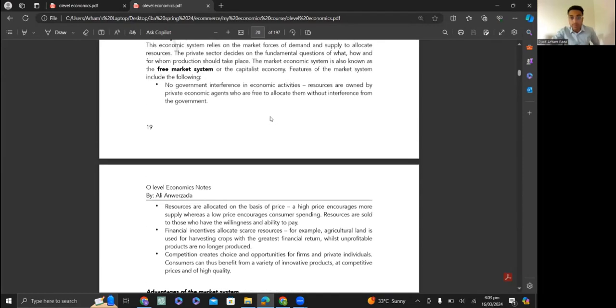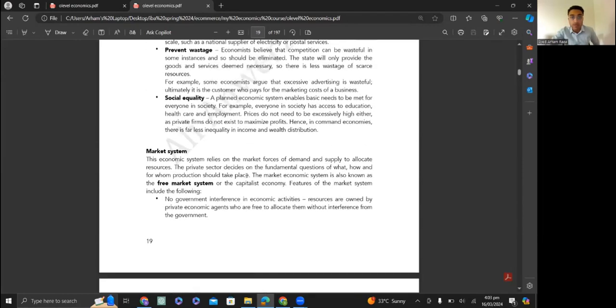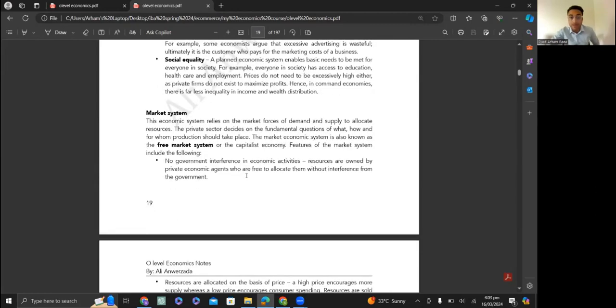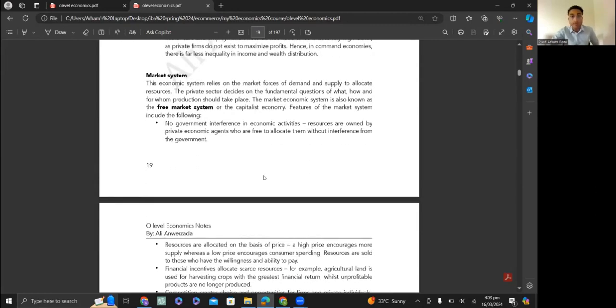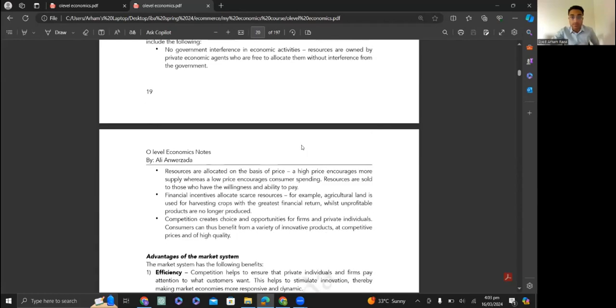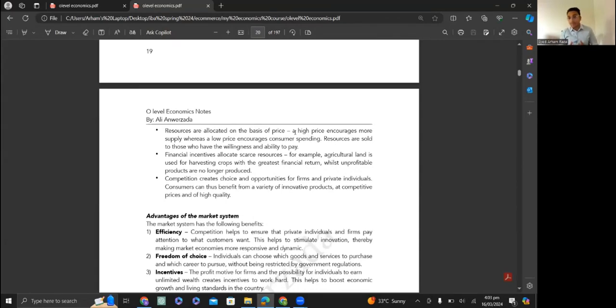Obviously, government intervention is found in most cases in the mixed economy or the planned economy, but the market economy is run solely, if not solely then 90 to 95%, by individuals, households and firms. So in the market system there is demand and supply, and the demand and supply forces will determine the price of commodities and services.